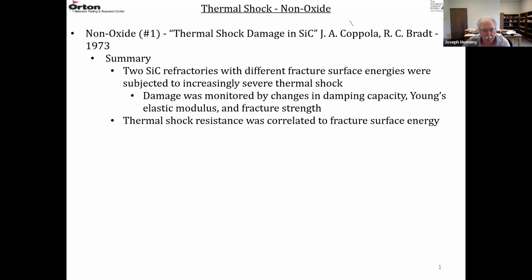So these different investigations today deal with non-oxide refractories like silicon carbide and silicon nitride. The first one I have here is a little bit older one. Thermal shock damage in silicon carbide.